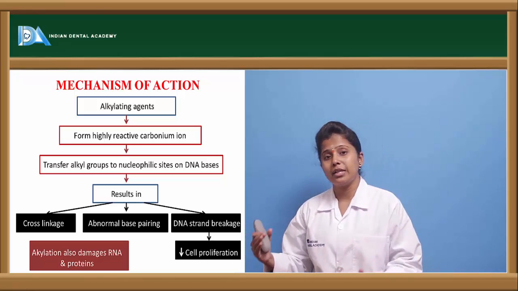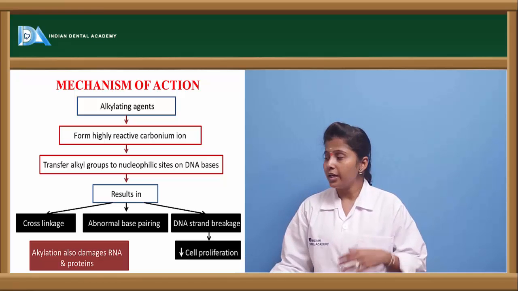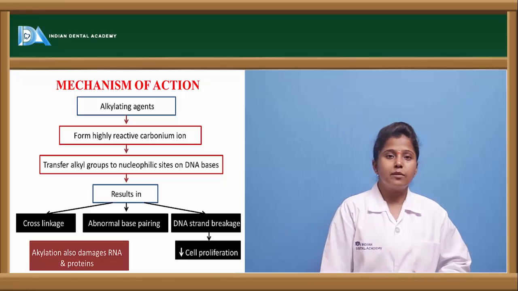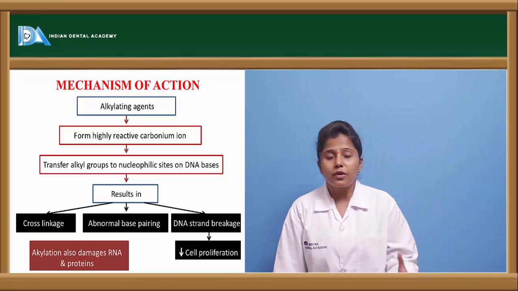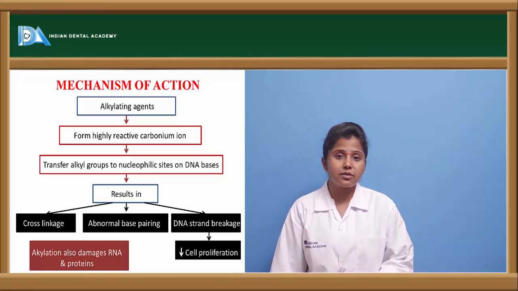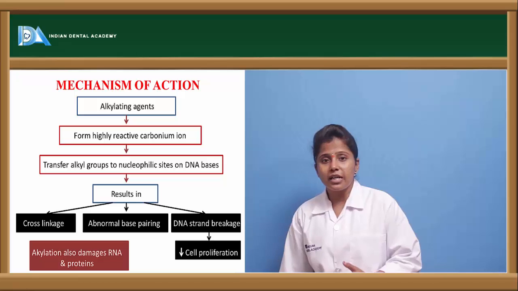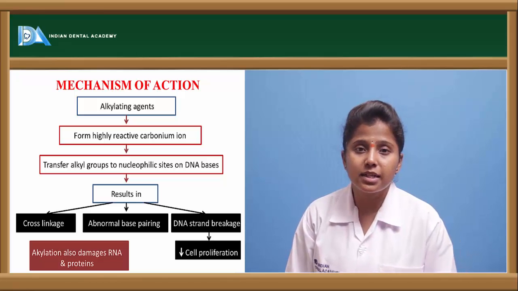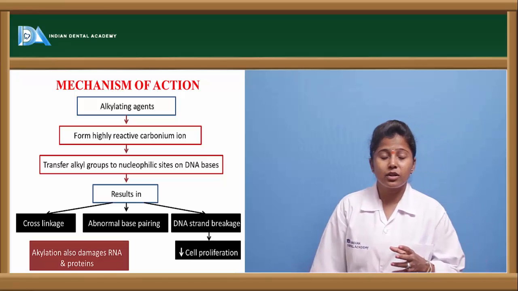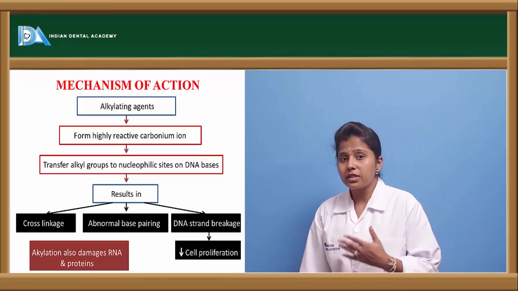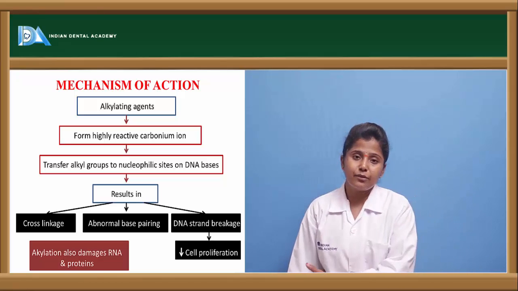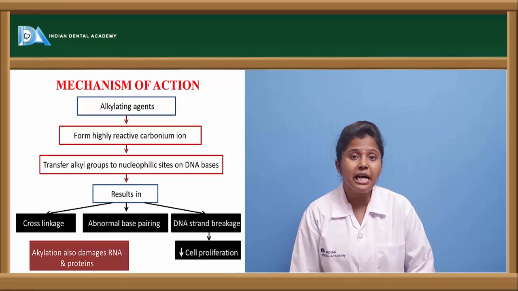So each and every step of this process is inhibited by these alkylating agents. Because of that, alkylation also damages the RNA and proteins. Once DNA is damaged, the DNA to RNA conversion, that is the transcription process, won't take place. If RNA is not formed, then definitely protein synthesis is not observed. And because of the inhibition of DNA synthesis, there will be decreased cell proliferation, that is, the cell division or spreading of the cells will be decreased.